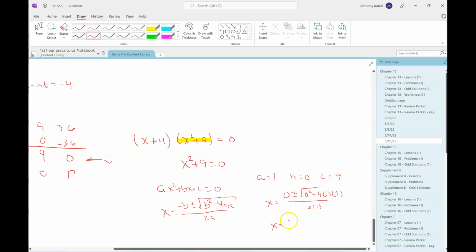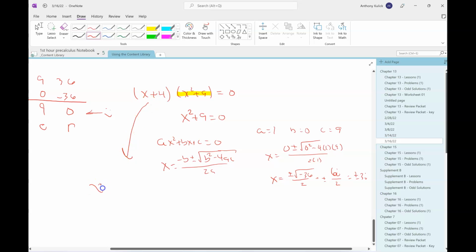So that's going to give me plus or minus root negative 36 over 2. Root of negative 36 is 6i. Right? Square root of 36 is 6, then the negative gets the i. And then I can reduce that to just being plus or minus 3i.